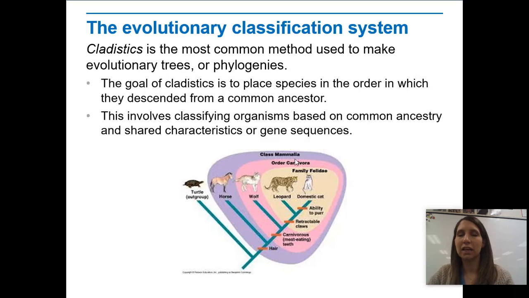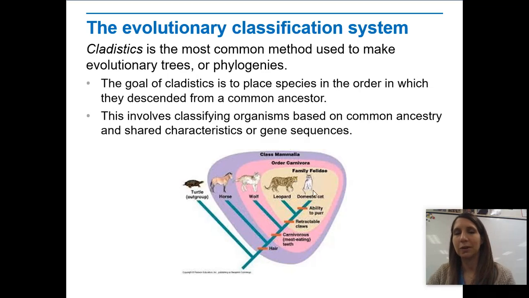Anything that's eating meat primarily or other animals that are carnivorous would fit in the categories to the right here. So wolves, leopards, and cats are all carnivorous, so they would fit there. They're in order Carnivora. Leopards here are part of family Felidae along with domestic cats because they have retractable claws, which wolves, horses, and turtles certainly do not.